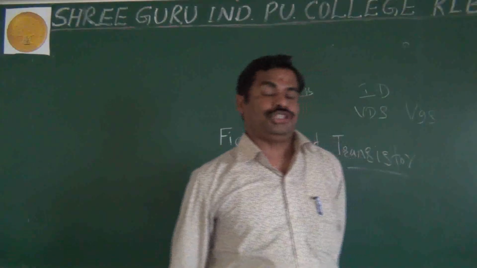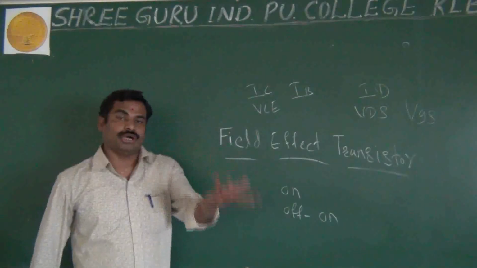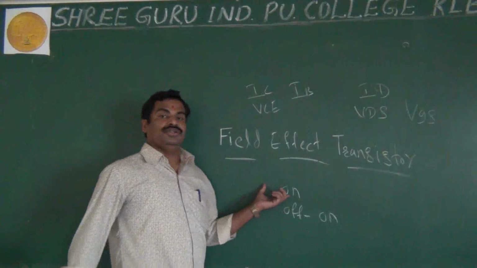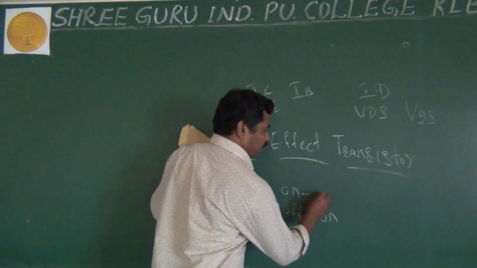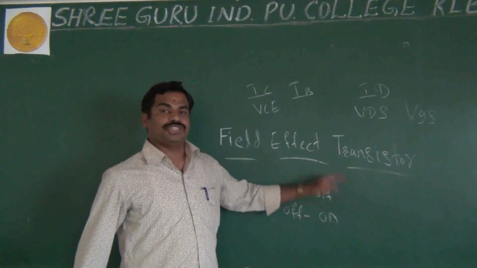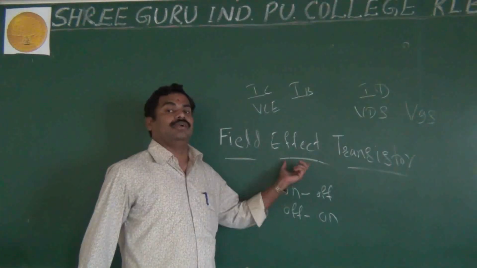As I said about a switch, in a switch there are nothing but two conditions. It may be on, it may be off. Once it is on, the second condition is how to make it off. And if it is off, then how to make it on. This is also done by using electronic devices.